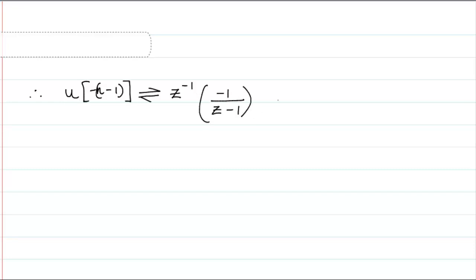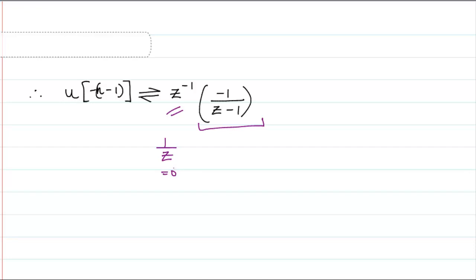Therefore, I will have u of minus n within bracket n minus 1. So the Z transform will be z raised to power minus 1 into minus 1 divided by z minus 1. Correct? And what about ROC? The ROC will remain same as for this one. But now since this is there, that means z inverse is what? 1 by z. So now if this has to be infinite, in that case z should be equal to 0. So z is equal to 0.